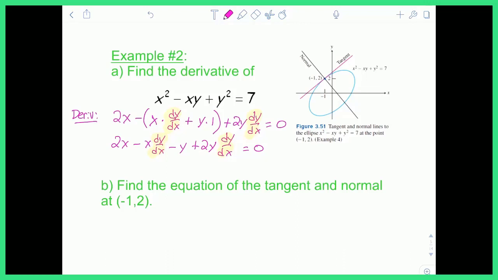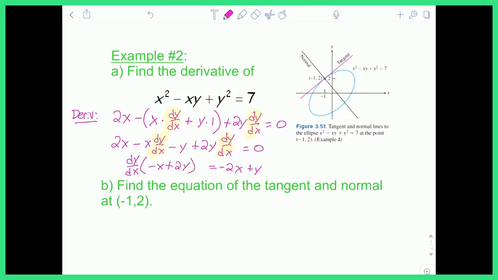So let's keep the dy/dx's on the left. Let's move over the terms that don't have dy/dx. So that's a positive 2x going to the other side, so that'll be a negative 2x. And I'm also going to move over a negative y, which would be a positive y. And then on the left side, let's factor our dy/dx out. And what's left is negative x plus 2y. So that looks like everything.